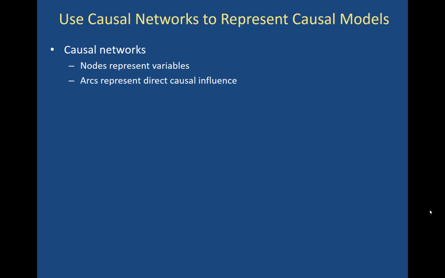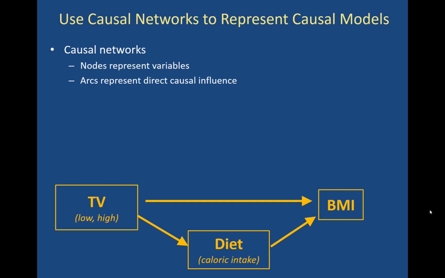So representation starts out with a directed causal graph or a causal network, where we have nodes that represent the variables. So in this example here, we have a node for television watching, which we say could either be low or high. We have a node for diet, which is caloric intake, and we have a node for body mass index. The edges, or the arcs, in these models represent direct causal influences relative to the set of variables we have in the model.